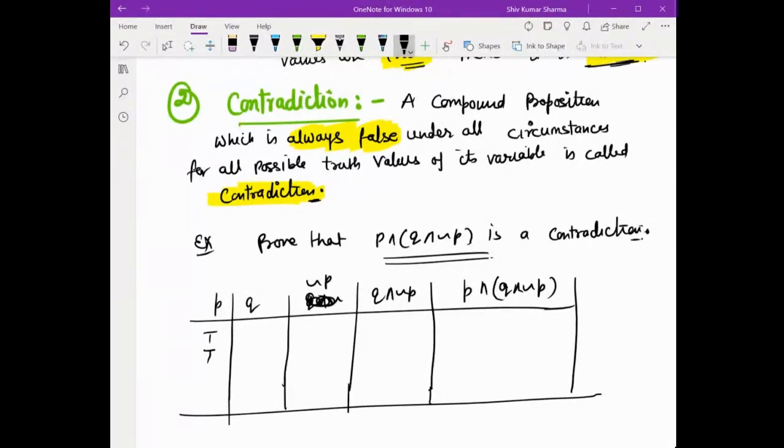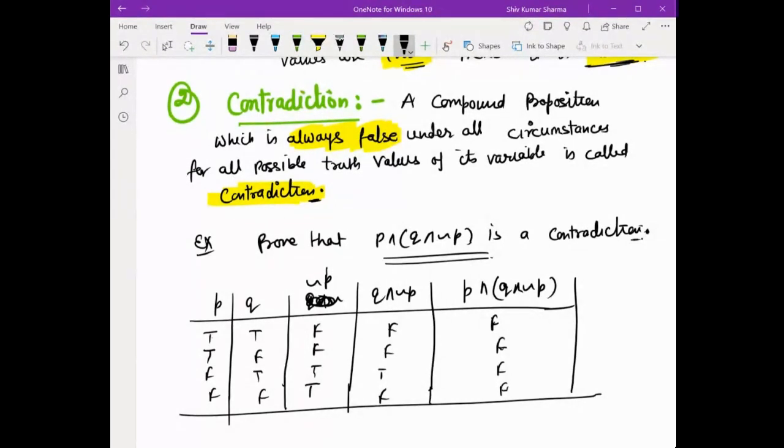P has two truth values, true, true and false, false, and negation of P. What is the negation of P? That means false, false and true, true. So Q and negation P is false, false, true and false. Only true, true is true, otherwise false. And we make the AND with P. So true, false is false. False, true is false. And false, false is false. So the final column has all truth values false.